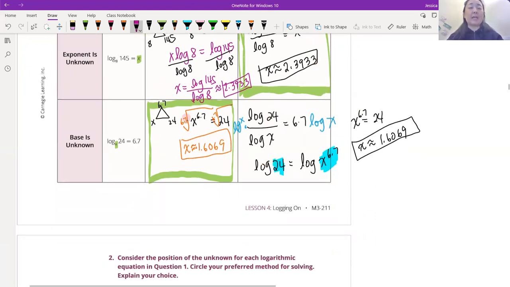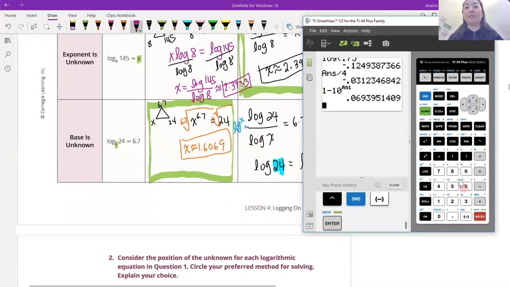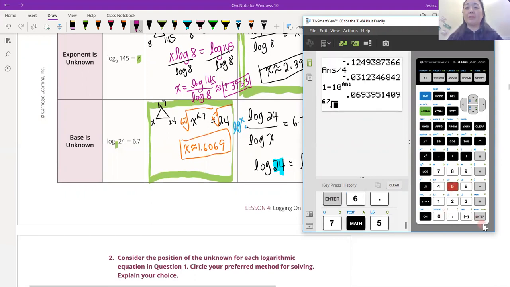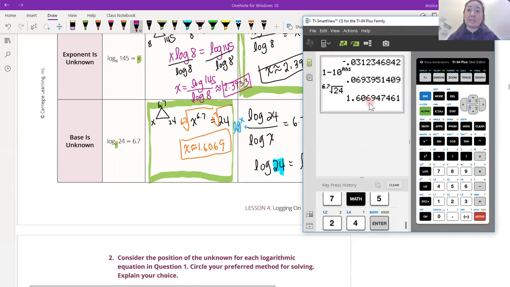The last one, again, is x to the 6.7 equal to 24. How do you get rid of an exponent in general? Do the root to that. So it's going to be the 6.7th root. In your calculator, you can do it one of two ways. You write 6.7 and then go to math, and right here, number 5 is the x root. Then put 24 inside there, and you get 1.6069, et cetera.